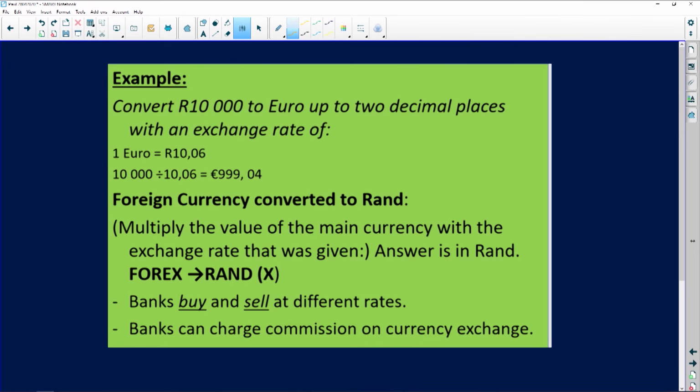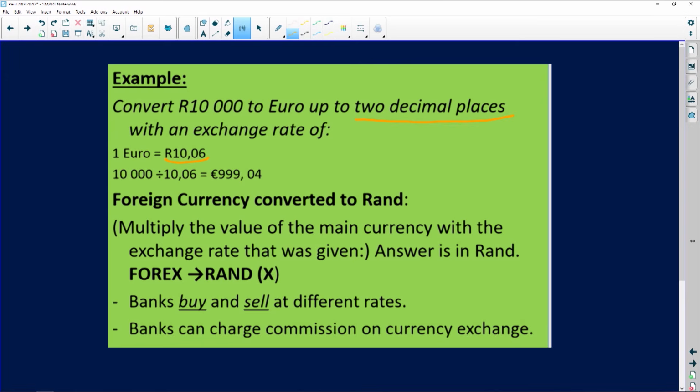Convert 10,000 Rand to euro up to 2 decimal places. Now, this is very important because rounding off is part of your calculation that will earn you your full marks if your answer is correct. All right, so convert 10,000 Rand to euro up to 2 decimal places with an exchange rate of 1 euro equals 10 Rand 6 cents. I wish it was like that still. This is exchange rates from about 7 years ago, if I'm not mistaken.